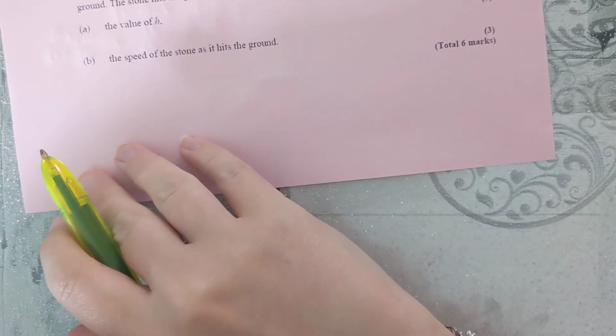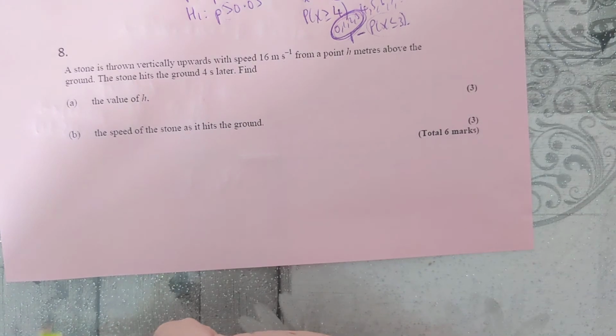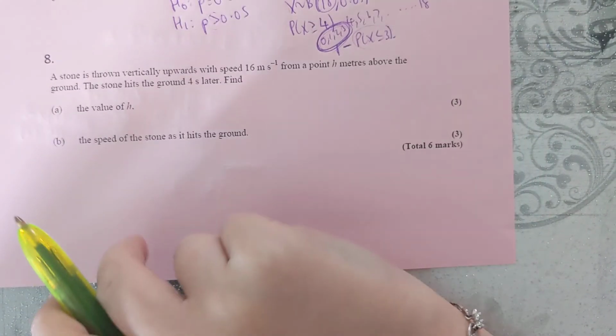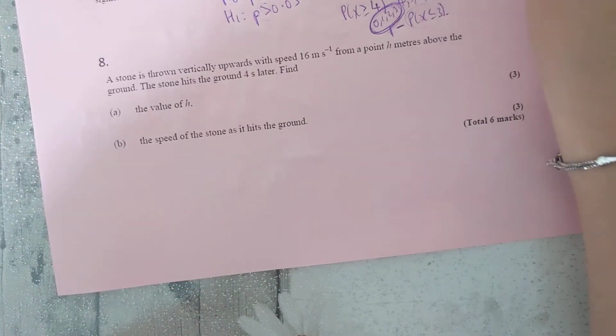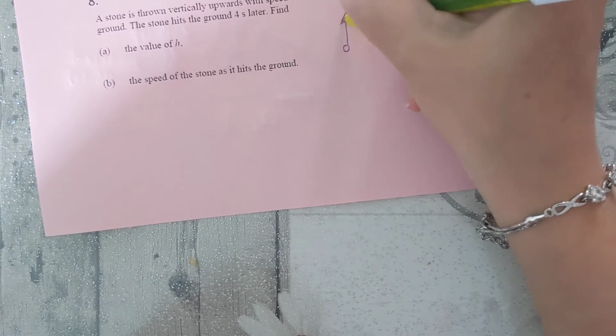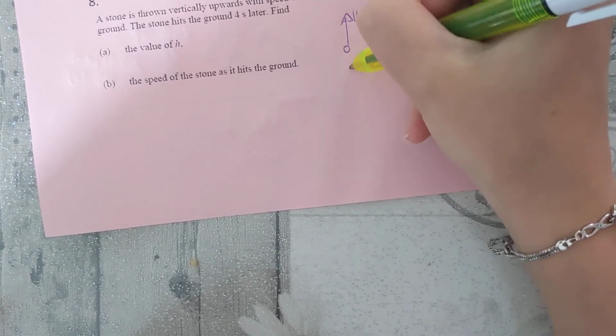So the final question then is a stone throw one. There was one a bit similar to this on the last homework. I'll make sure the mechanics question next time is a little bit different. We'll do one with pulleys probably next time. So it's thrown vertically upwards with speed 16 meters per second. It's already 8 meters above the ground though.